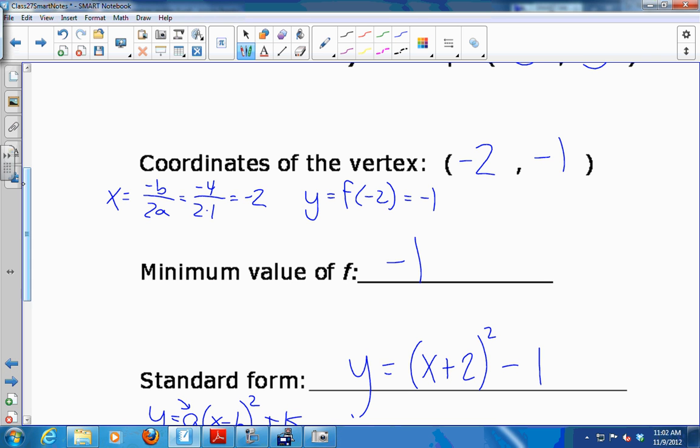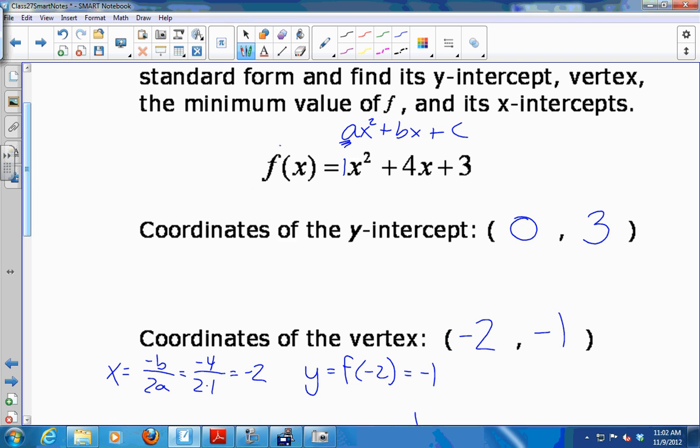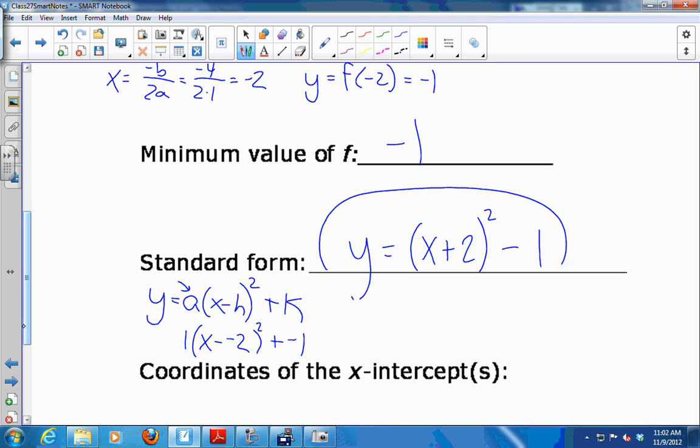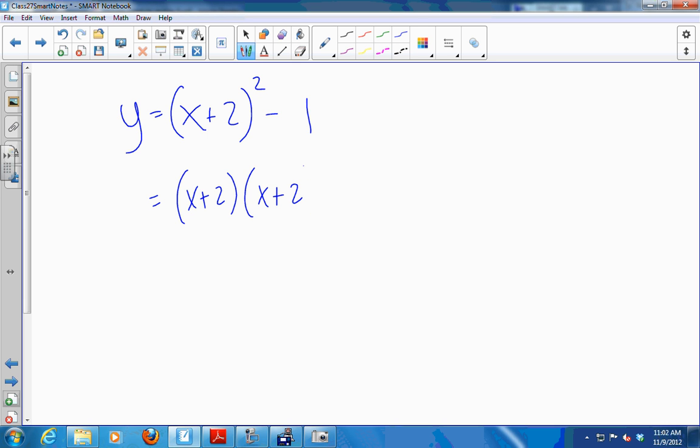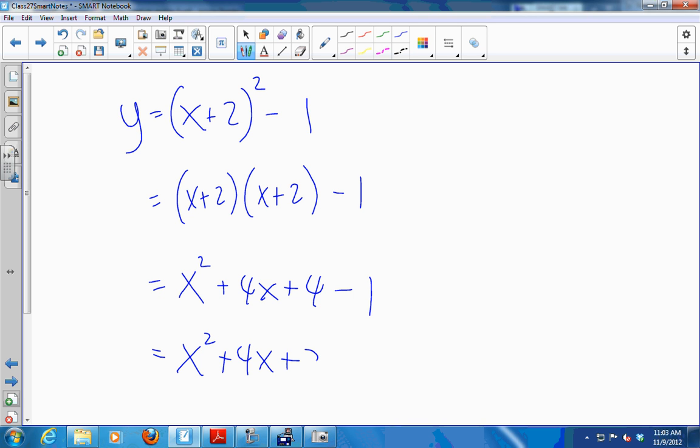So what I just wrote here is equivalent, it says the exact same thing as this, x squared plus 4x plus 3. So let me just show you that. x plus 2 squared minus 1. When I square x plus 2, that's x plus 2 times x plus 2. So I FOIL, I get x squared plus 4x plus 4 minus 1 is x squared plus 4x plus 3, which is the formula we started with.